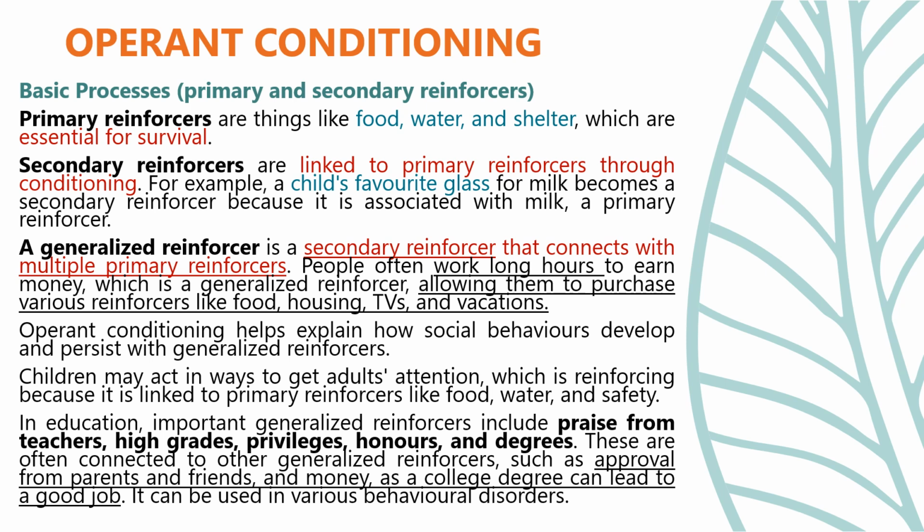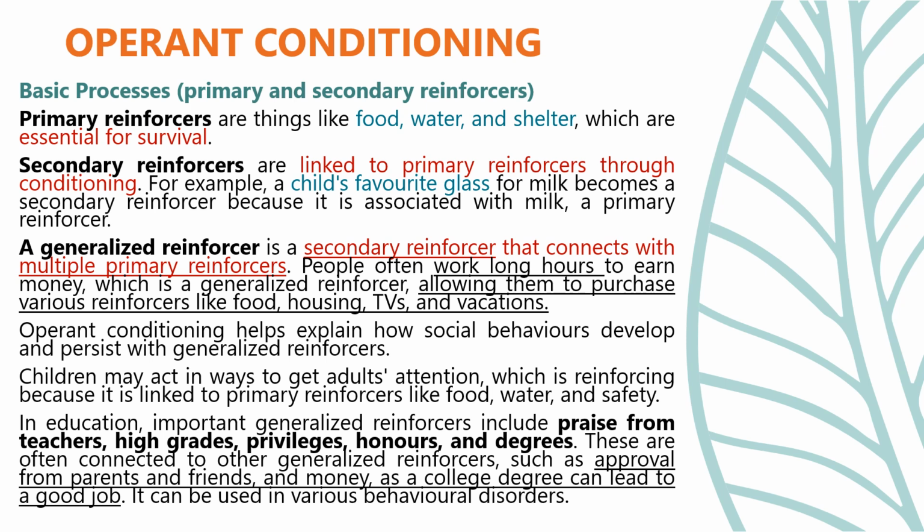In the basic processes, primary and secondary reinforcers also play into the picture. Primary reinforcers are things like food, water, and shelter, which are essential for survival. These are the basic requirements of a human being. Secondary reinforcers are linked to primary reinforcers through conditioning.